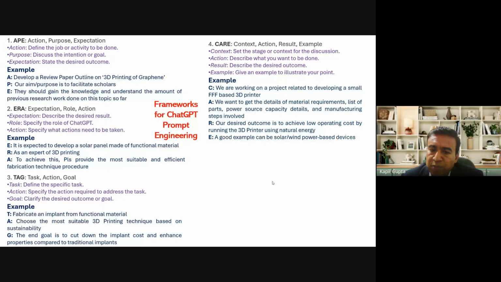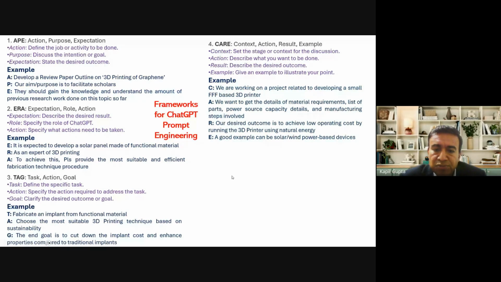So the example could be: we are working on a project related to developing a small fused filament fabrication based 3D printer. The action: we want to get the details of material requirements, list of parts, power source capacity details, and manufacturing steps involved. The result: our desired outcome is to achieve low operating cost by running the 3D printer using natural energy, for example. Example: give an example to illustrate your point. So the example we are giving, a good example can be solar or wind powered devices.